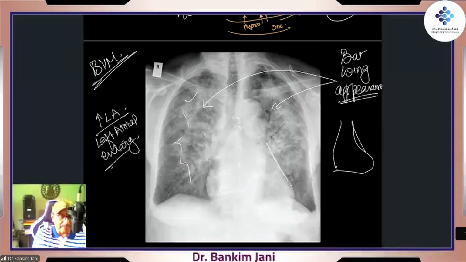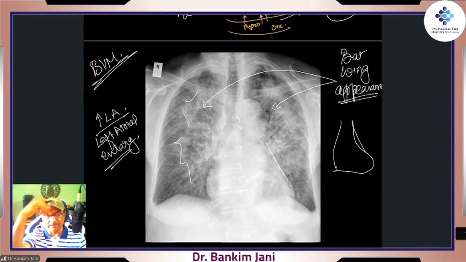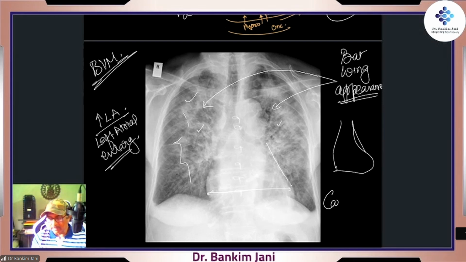When the left atrium is enlarged, all these things have occurred because of the back pressure, right? Back pressure. And this is the typical picture of pulmonary edema, bilateral, massive pulmonary edema. Because of this, even the whole heart size has increased. This is cardiomegaly, enlargement of the heart.